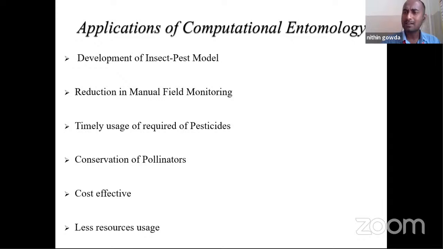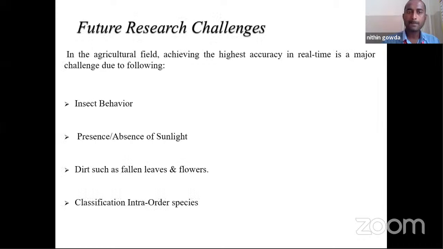Is it required to bring entomologists to check the condition of any farm field? Is it required for you to do the farm visits? No, obviously it will reduce the cost and reduce the manual labor required. So, future research challenges.